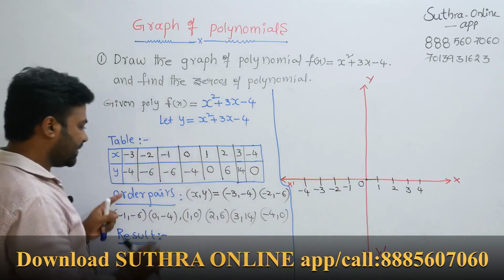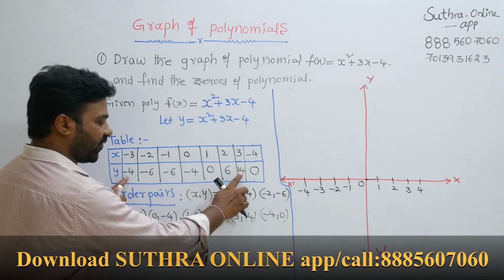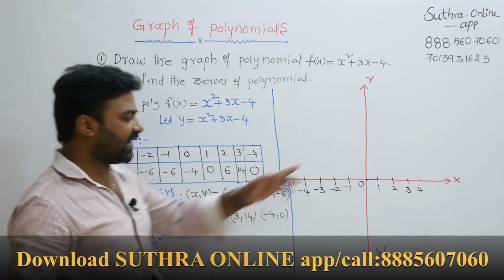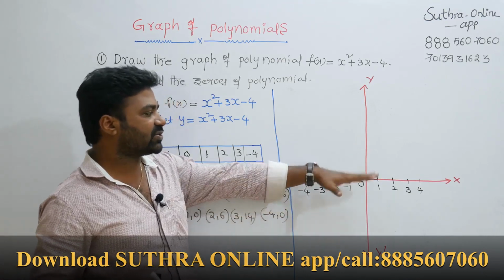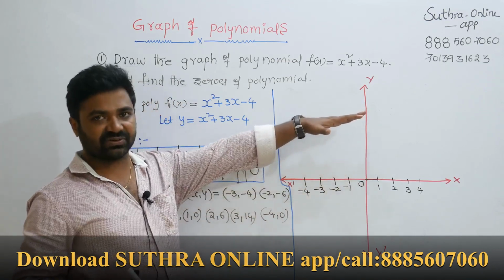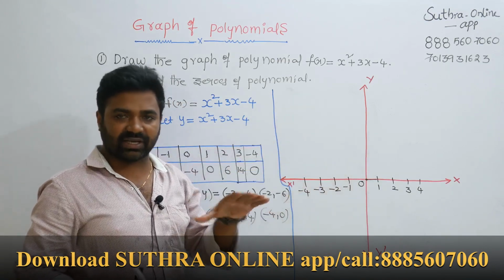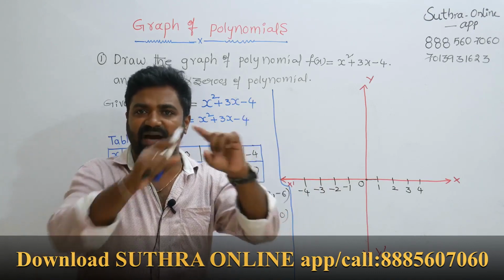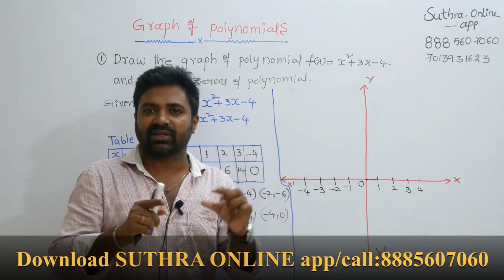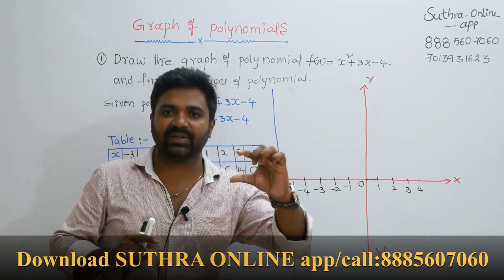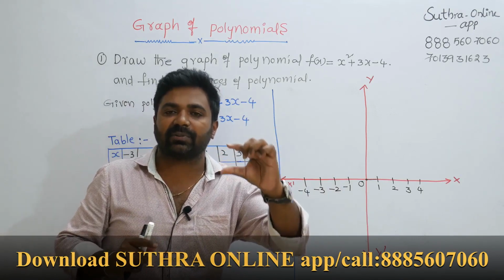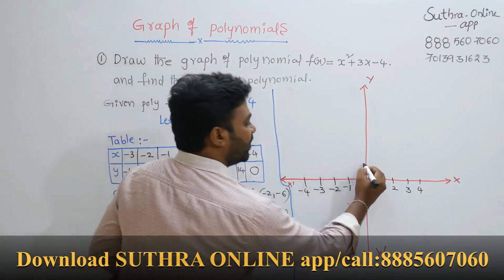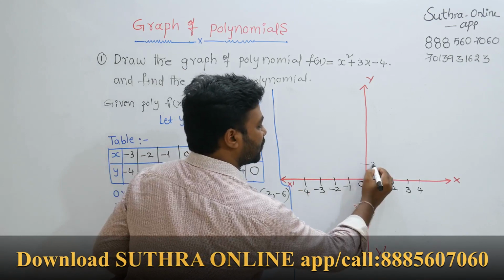On the y axis, see here highest number 14, least number minus 6. So that's why if you take 1 centimeter 1 unit, this graph is not sufficient. So that's why I am taking 1 centimeter equal to 2 units. In a graph there is a square box. That 1 centimeter, I am taking it as 2 units. So that's why now it is 1 centimeter, 2.